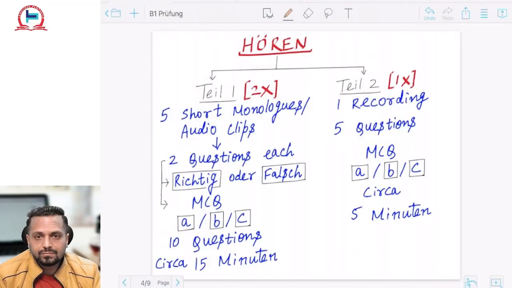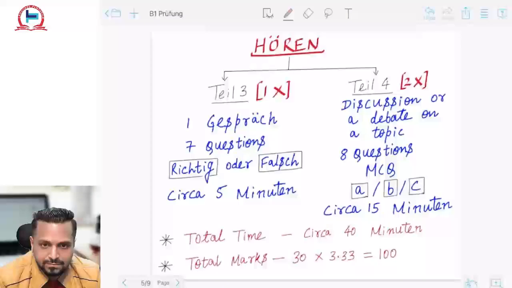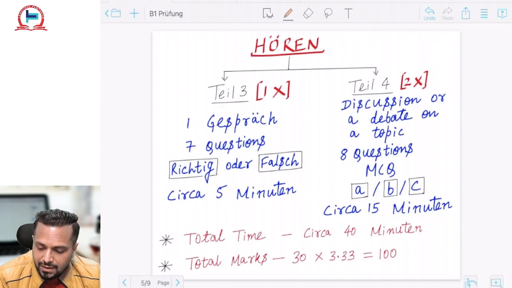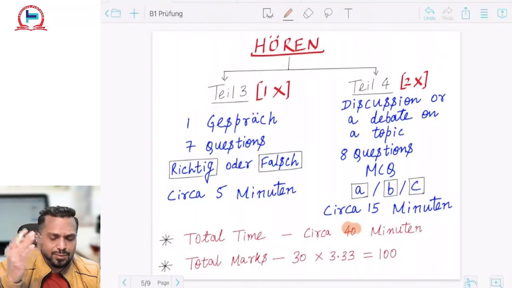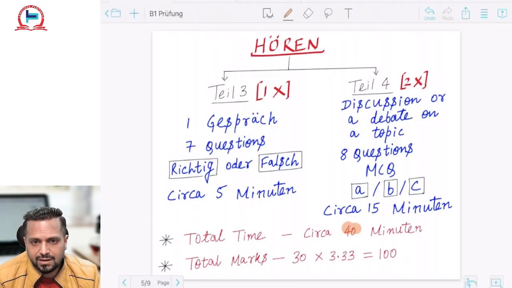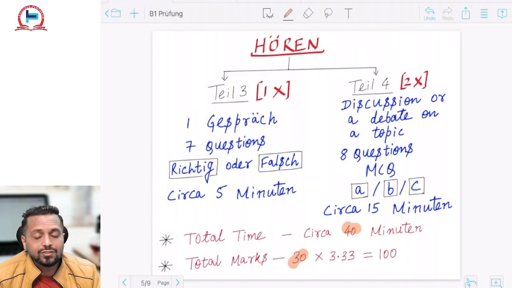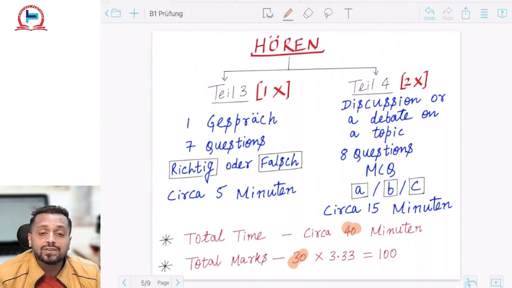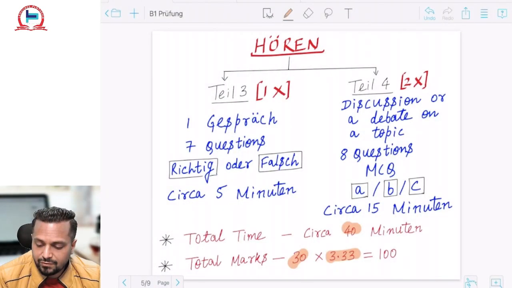Hören. Hören has 4 different tiles: Teil 1, Teil 2, Teil 3 and Teil 4. The approximate runtime of Hören is 40 minutes. It can obviously move a little bit up and down, but approximately it's 40 minutes. Just like lesson, there are 30 questions, 1 mark each. And how do we get the total marks out of 100? We use the multiplier of 3.33, just like lesson.